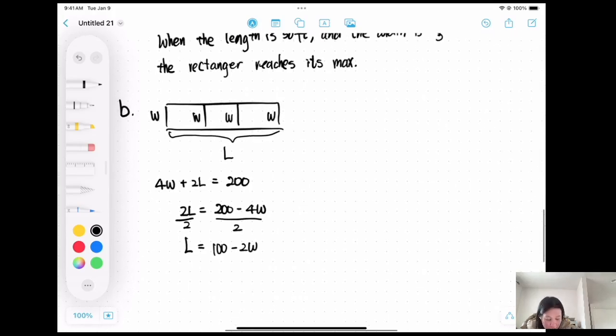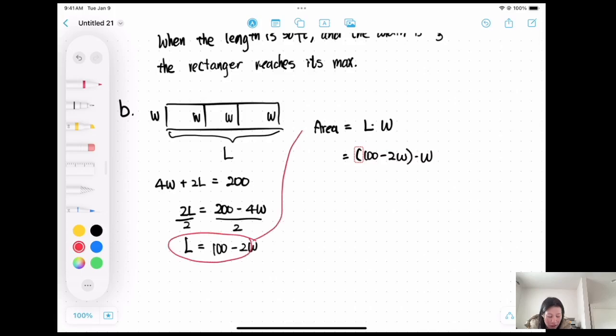And now next is trying to find the derivative of the area. So area is equal to the length times the width. And the length is equal to 100 minus 2W, times W, because you want to replace that in here. So instead of having two variables, now we just reduce to one variable. Then we can apply the first derivative to find the critical points.